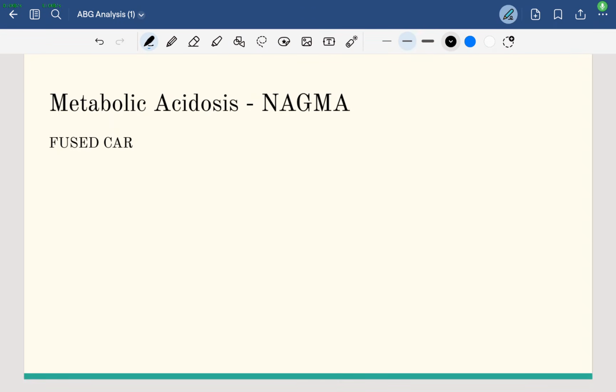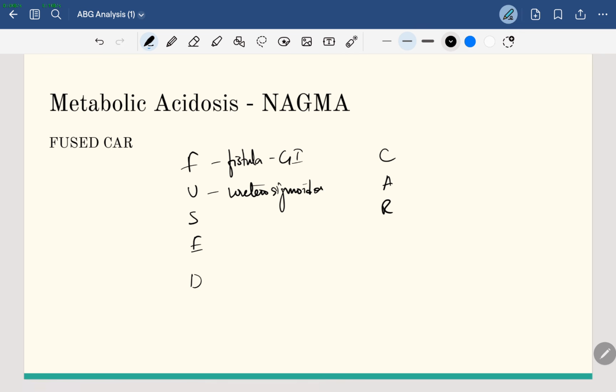When it comes to NAGMA, one mnemonic that's used is called FUSED CARS, which I'll expand. F being fistula, specifically GI fistula. U being uretero-sigmoidostomy. This is actually a diversion procedure where the ureter is draining into the sigmoid because the bladder has been removed due to cancer. S is small bowel fistula. E for extra chloride, so if there's exogenous intake of chloride. D is severe diarrhea.